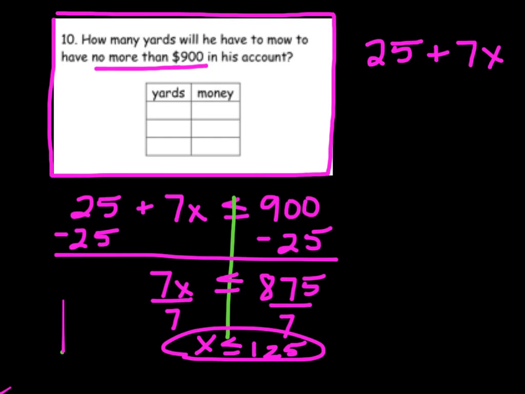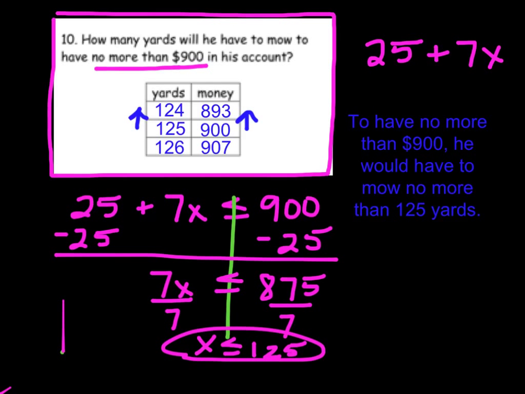Now, I'm going to put this in my chart again. I know he has to mow 125 yards to make $900. I'm also going to look on either side of 125 to see what's happening to my amount of money. So at 124, he would have $893. And at 126, he would have $907. So if we want to look at where he has $900 or less, so no more than 900, so less than, I'm going to look at how many yards he would have to mow. So my statement here, so to have no more than $900 in his account, he would have to mow no more than 125 yards.